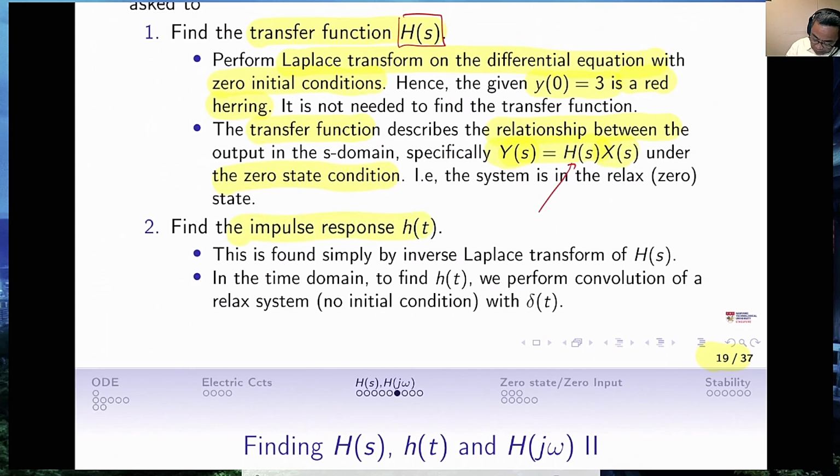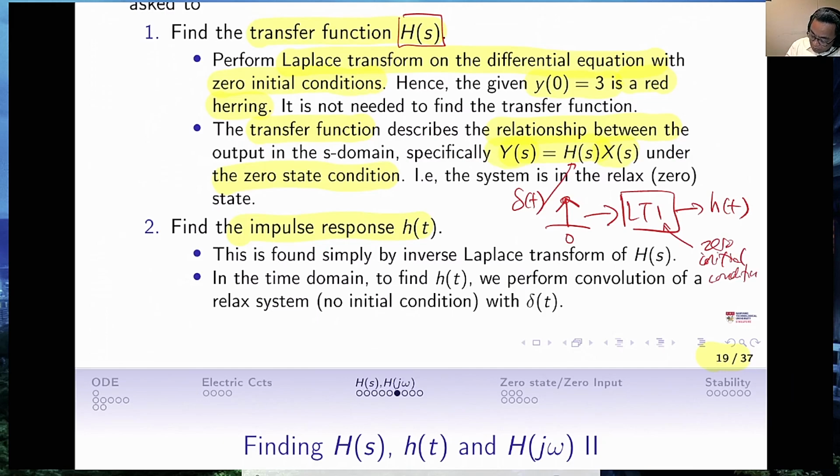Now, when we find the transfer function, we can immediately find something called the impulse response. Let's say this is the LTI system. We will fire the impulse, delta of t, and out comes the impulse response, h of t. Note that the LTI system must have zero initial condition, or be in a relaxed state.